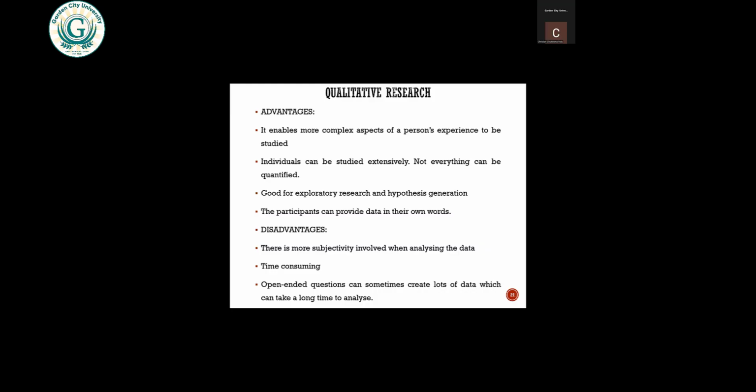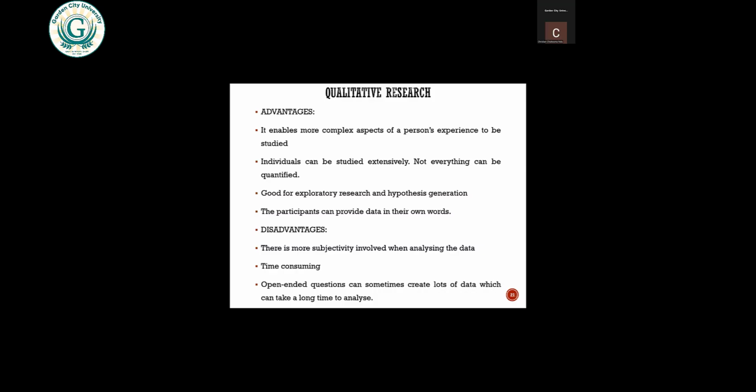And this type of research too is also good for exploratory research. And then participants can also describe their data or provide their data in their own words.